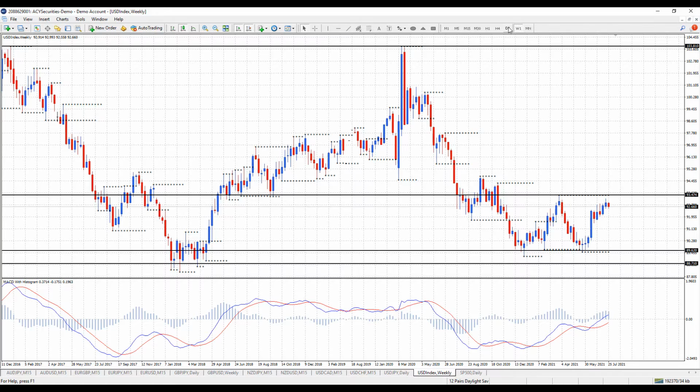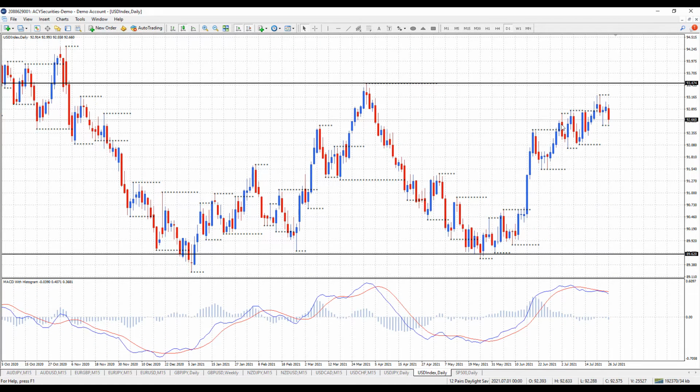Alright, and the daily chart, it's just having a slight pullback. There's a bit of negative divergence showing on the MACD there. Whether that's going to be anything significant, or it's just indicating that we need some form of short-term pullback, who knows.